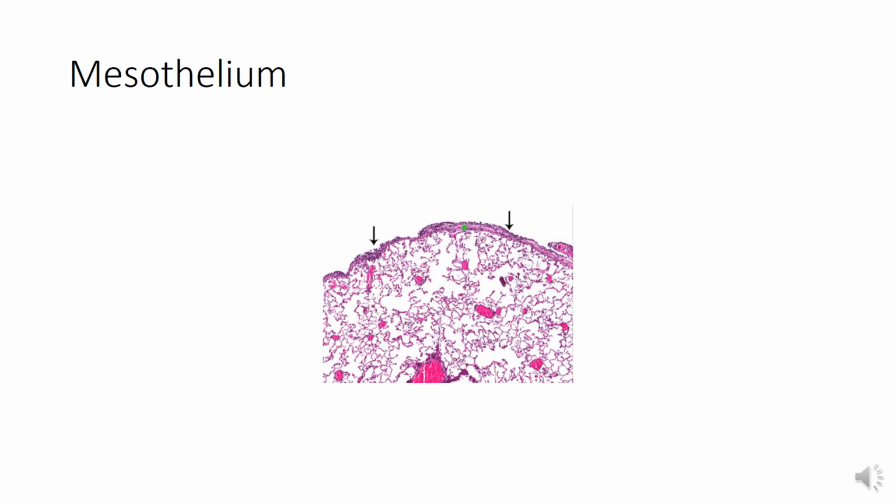Mesothelium is another example of simple squamous epithelium, and the mesothelium lines the pericardial, pleural and peritoneal cavities. So in this picture, the lung tissue is present and its lining consists of the pleura, which consists of a double layer of mesothelium.